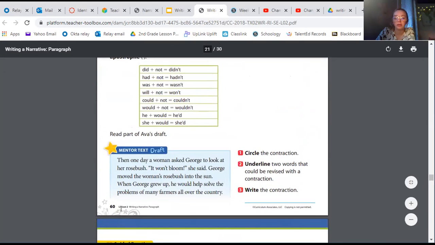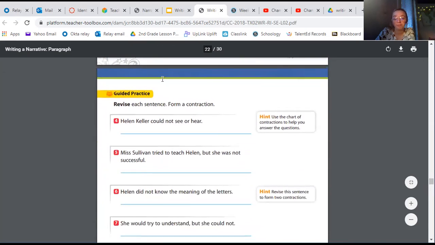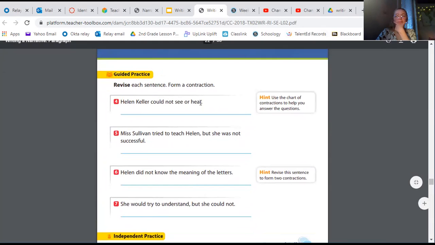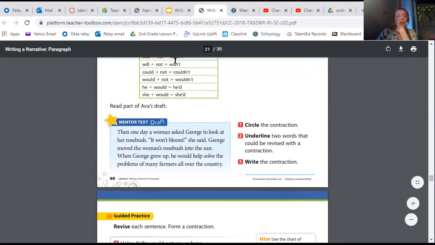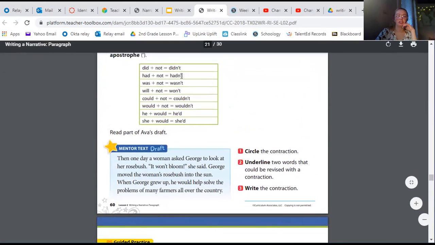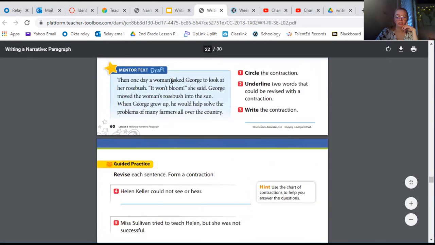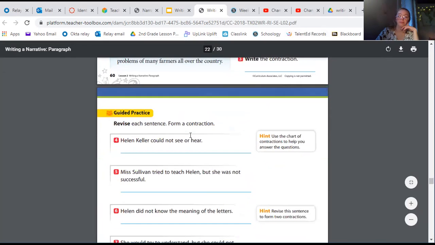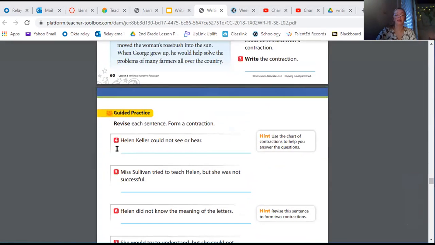So remember this chart from page 60. This can help you. Let's do the first one together. Helen Keller could not see or hear. Which two words are on my chart that could form a contraction? Not Helen Keller. Maybe could not. Yep. And that equals the word couldn't. So on this line below, I'm not going to rewrite the whole sentence. I'm just going to write the word couldn't.